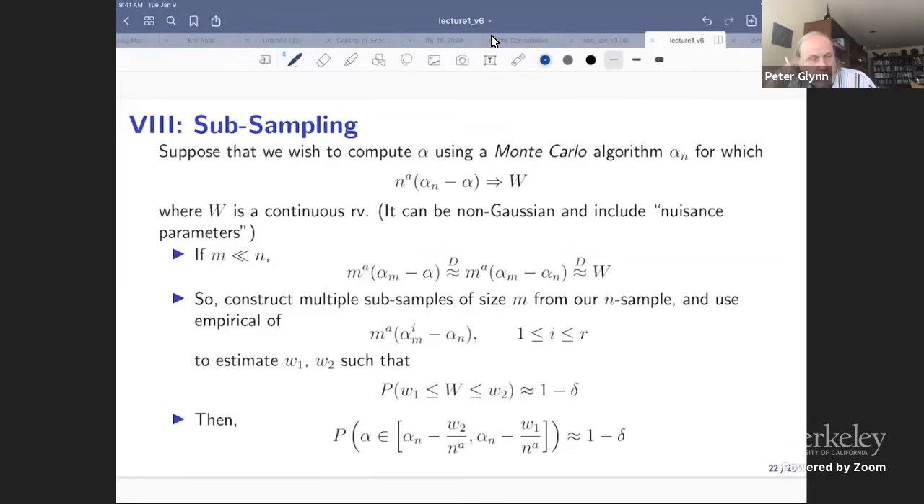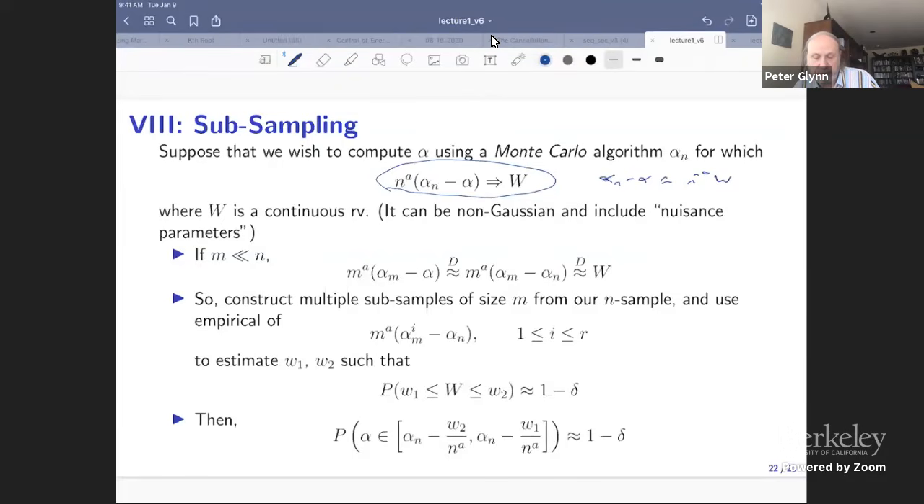Suppose that you now have a Monte Carlo algorithm in which we know that this type of limit theorem holds. So there's some value of a, and in a typical Monte Carlo algorithm, a would be equal to a half, so you'd have square root scaling, but it doesn't have to be square root scaling. And n to the a times (alpha_n minus alpha) converges to W. So if a is positive, this is saying that the error is shrinking at rate n to the minus a. And that W can be a very complicated random variable. We don't even need to know exactly what its distribution is. It can include nuisance parameters, all kinds of nasty things.